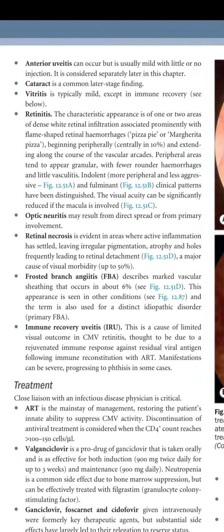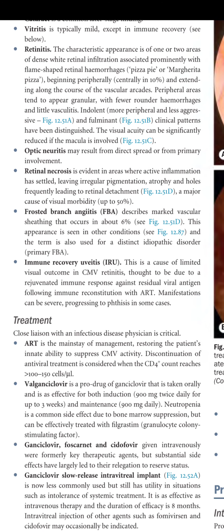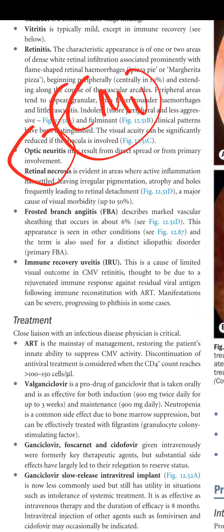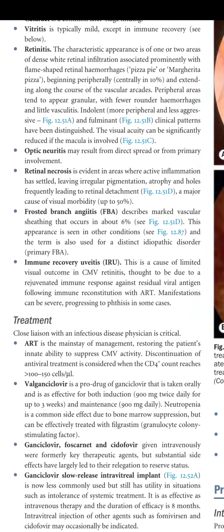Optic neuritis may result from direct spread or from primary involvement. Then there can be retinal necrosis. Retinal necrosis is evident in areas where active inflammation has settled, leaving irregular pigmentation, atrophy, and holes, frequently leading to retinal detachment. So retinal necrosis can occur in the case of CMV, due to inflammation causing irregular pigmentation, atrophy, and hole formation, ultimately leading to retinal detachment, a major cause of visual morbidity in up to 50%.